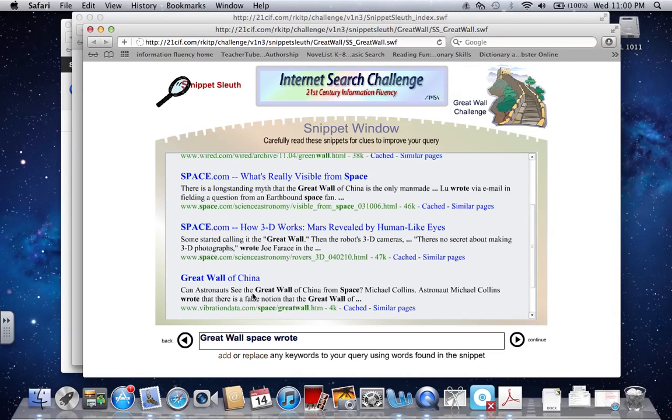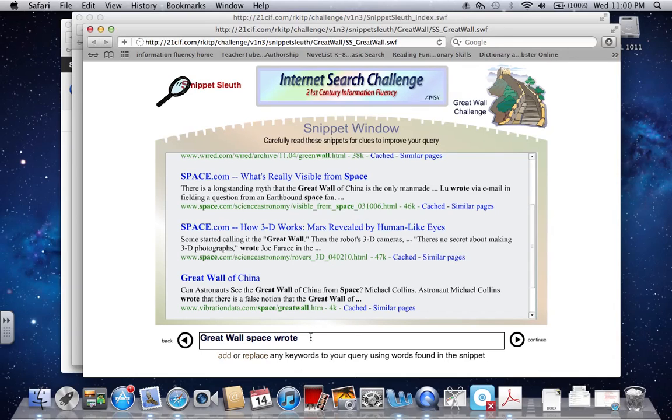Can astronauts see the Great Wall of China from space? Astronaut Michael Collins wrote that there is a false notion that the Great Wall of... Okay, wait a minute. Maybe you thought that you could see the Great Wall from space. But this says there's a false notion. Up here it says myth.